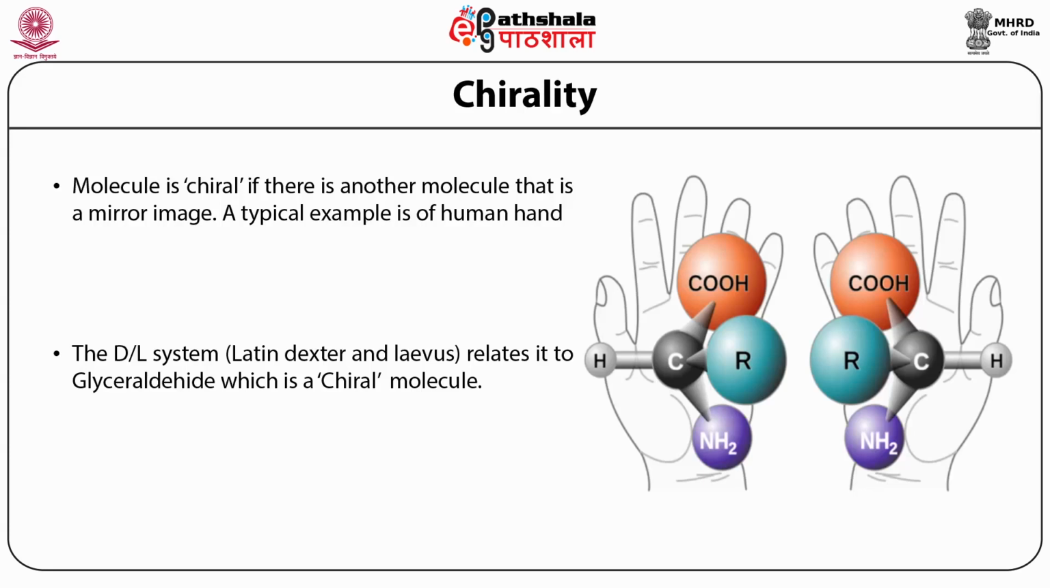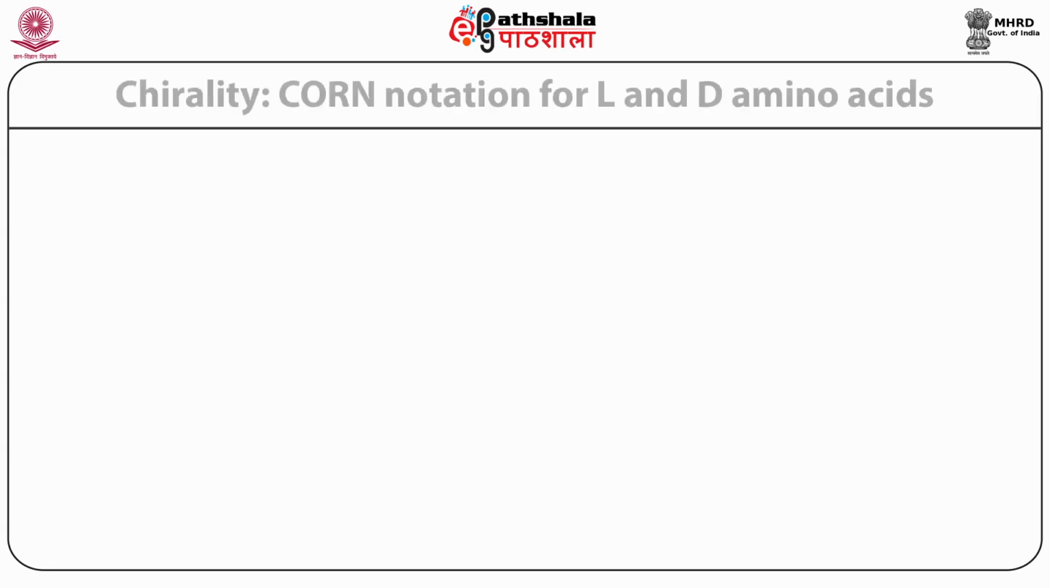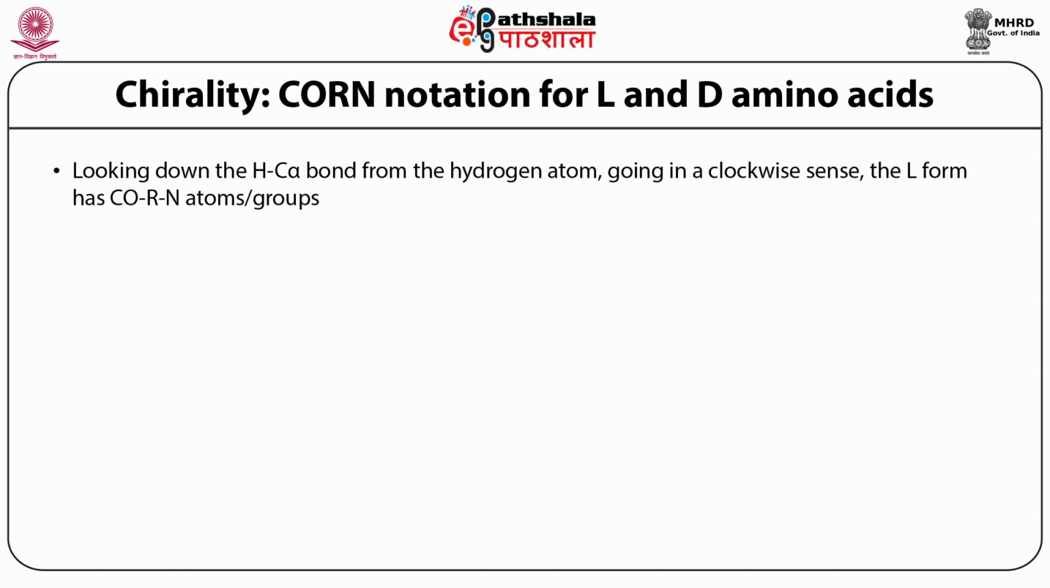There are various ways to understand the chirality of amino acids. One famous way is CORN, CORN notation for L and D amino acids. Look down from H to C alpha atom, the hydrogen atom to C alpha atom, and then look from left to right, or in a clockwise sense.